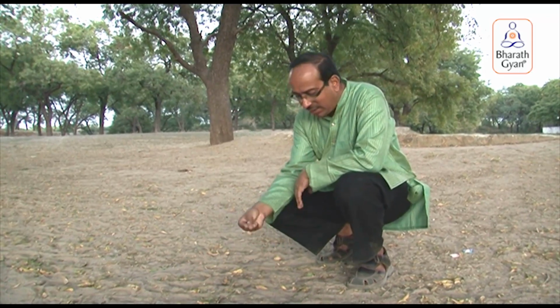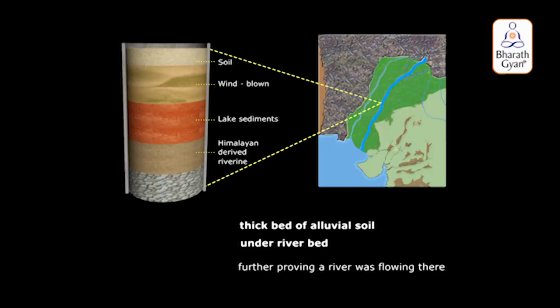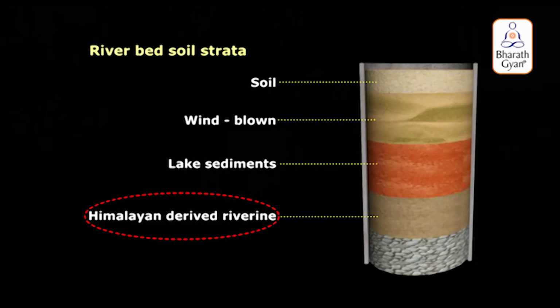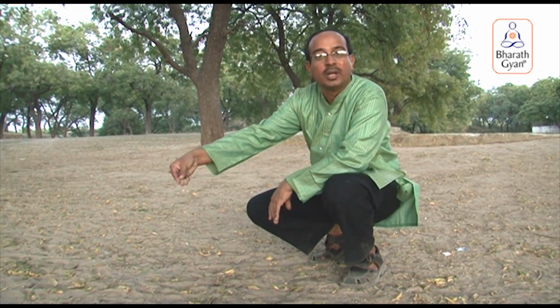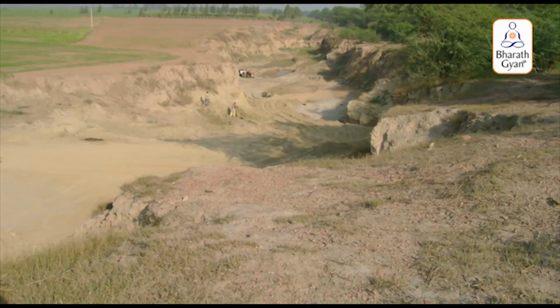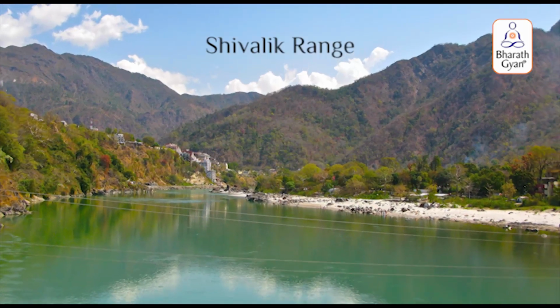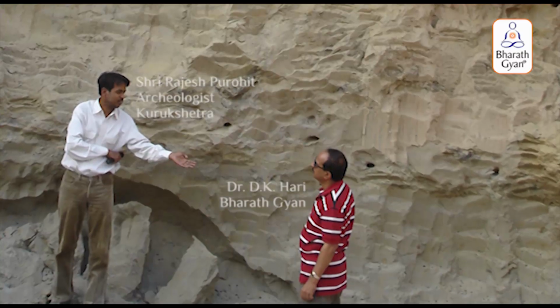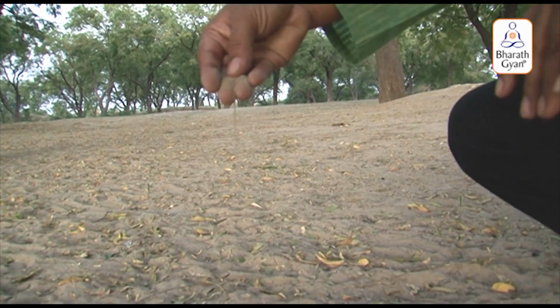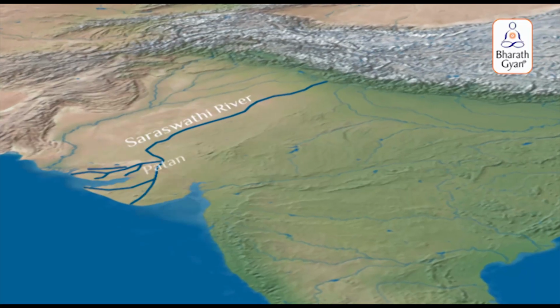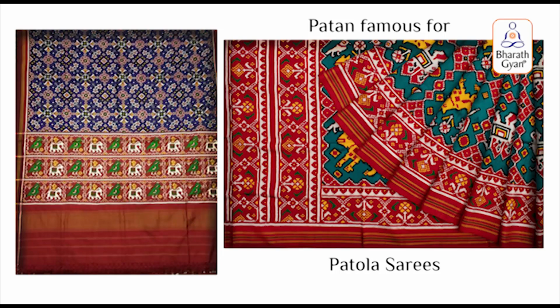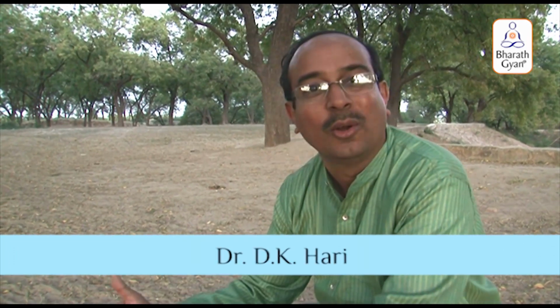One more proof that this is the Saraswati river is the soil. Very thin, dusty soil. This is the Himalayan derived riverine soil. It's the same soil that you see here along the Saraswati river bed. This is the same soil that we saw about 80 kilometers north of Kurukshetra near Adibadri, where again the then flowing Saraswati river flows down from the Shivalik range of the Himalayas. It's the same thin soil that you see there in Adibadri, the same soil that you see at Kurukshetra, the same soil that you are seeing here at Patan in Gujarat. This shows that it is the same soil along this same river bed.